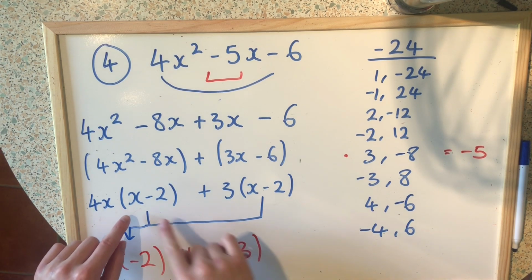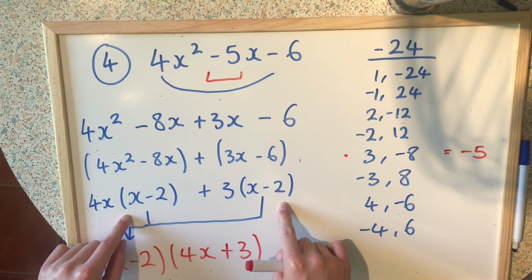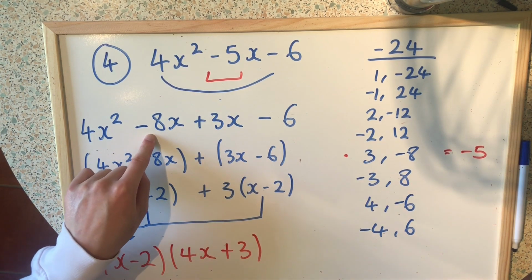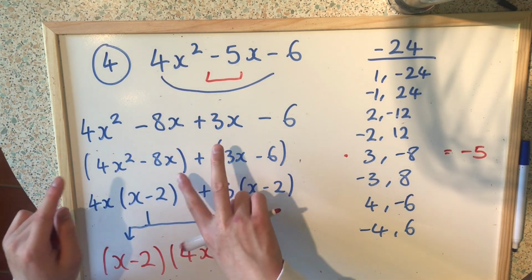If you couldn't find a common factor at this stage, it might be because your minus 8x and your 3x might have to swap around.